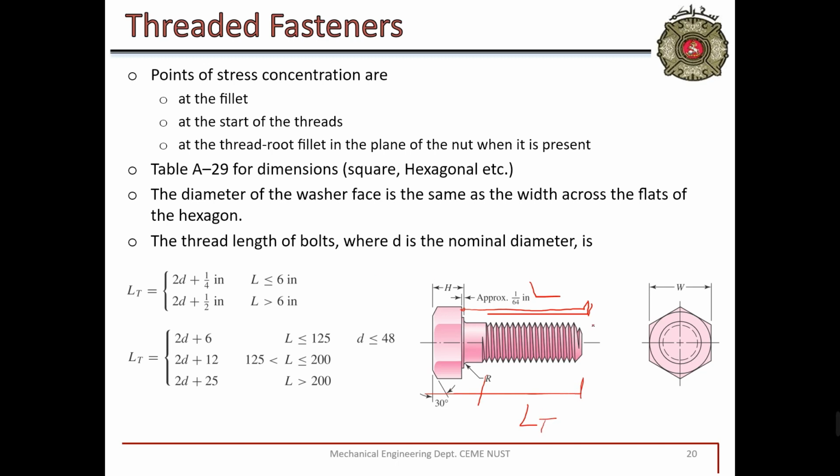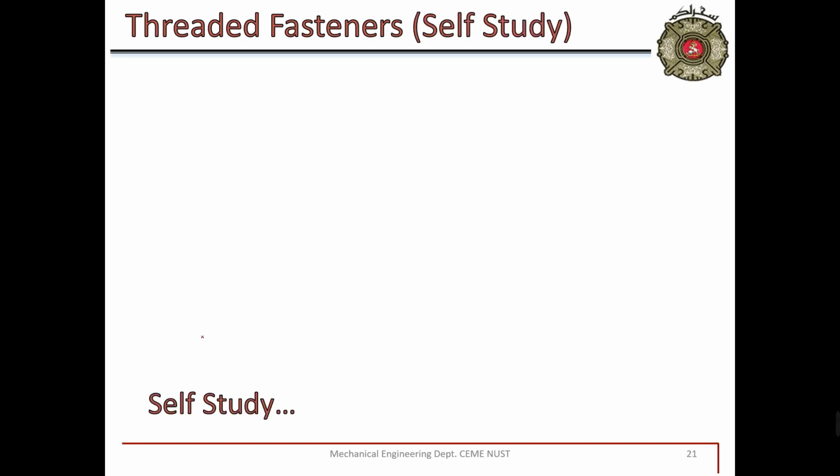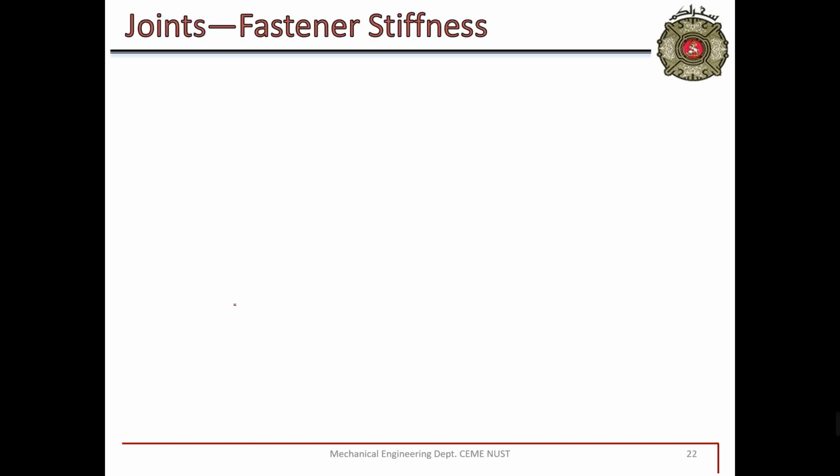And the diameter of the bolt. If they have given you the values, from the given diameter and from the given length range, you can calculate the length of the threaded portion. Similarly, if the values are in millimeters, you can also calculate LT using this equation. Then this was self-study, you can go through this.